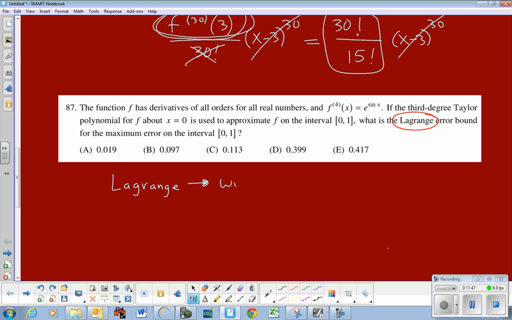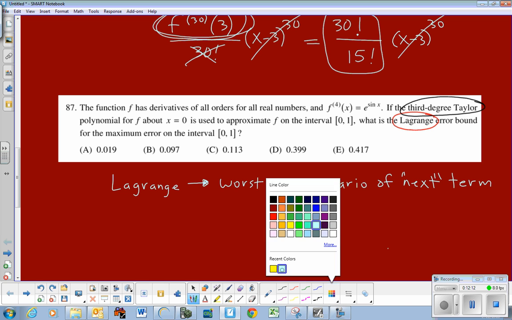Lagrange is the worst case scenario of the next term. So if I'm going to estimate this value with the 3rd degree polynomial, which tells me right here, then I need to figure out what's the worst case scenario for the 4th term. And the given info will help me out.